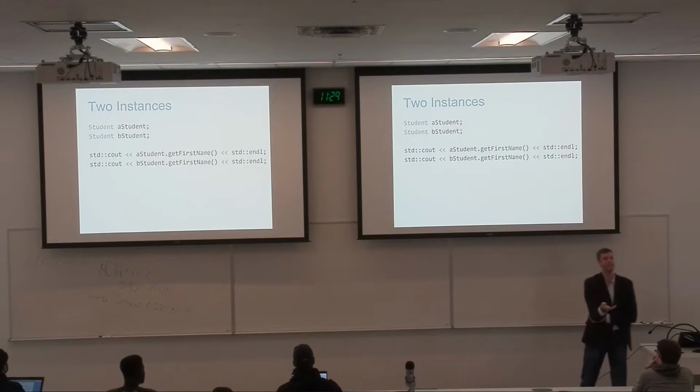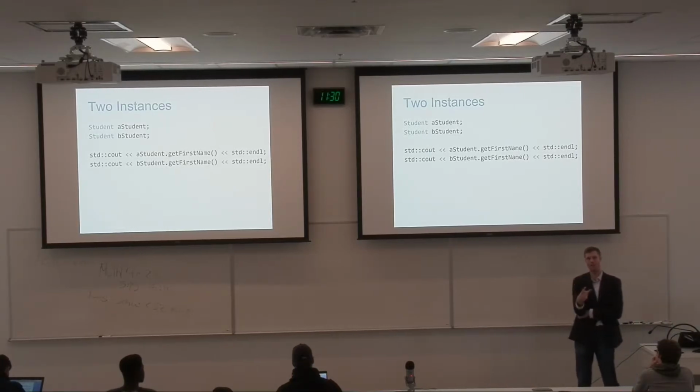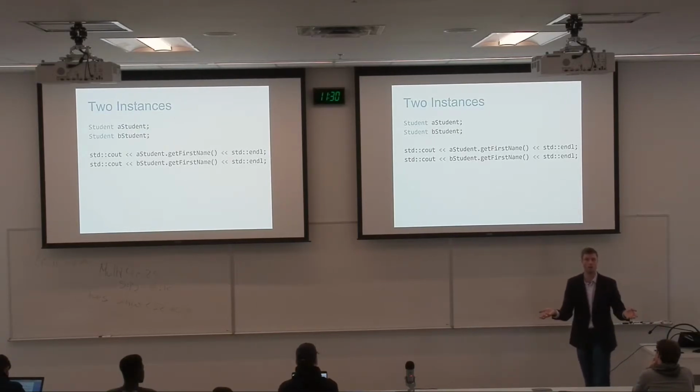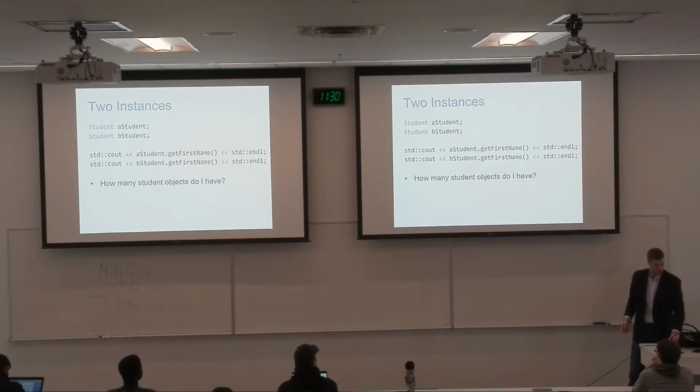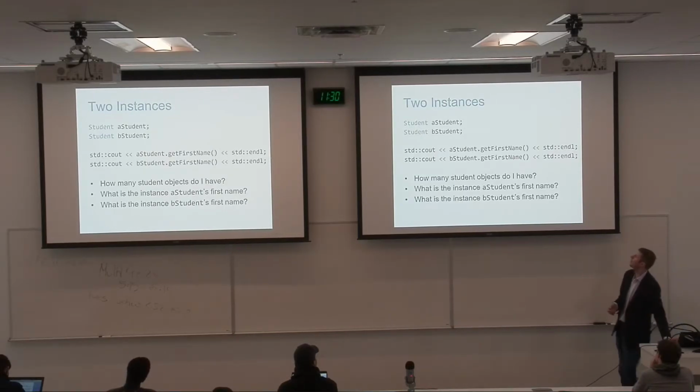When I create an instance, what's their name going to be by default? John. So how many instances did I create? Both of those instances, their first name will be John. It's got the default value. So that's basically what I was just asking you right there.